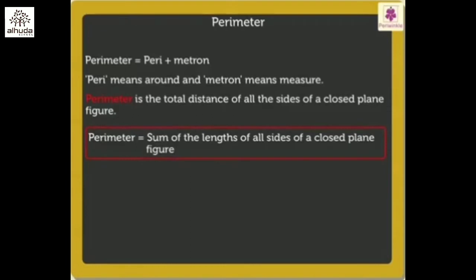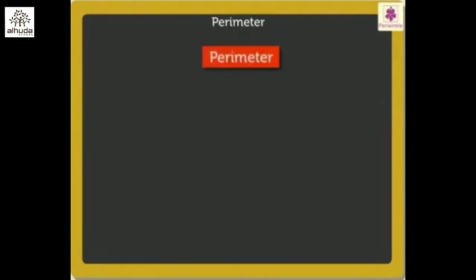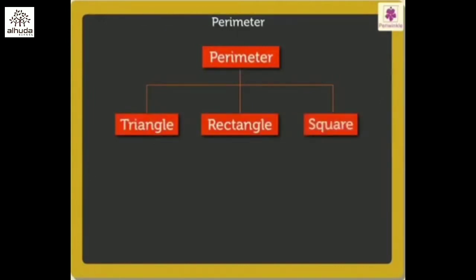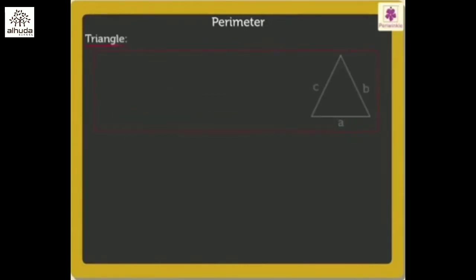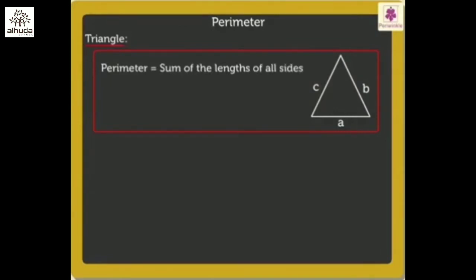Today, we will learn how to find the perimeter of the polygons triangle, rectangle and square using formulas. Let's start with the triangle. A triangle has three sides, side A, side B and side C. To find the perimeter of a triangle, we add the lengths of all its sides. Thus, perimeter of a triangle is equal to A plus B plus C.